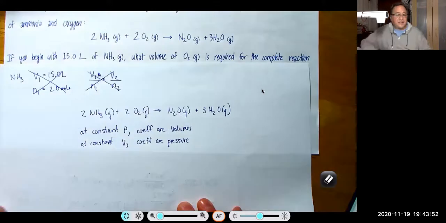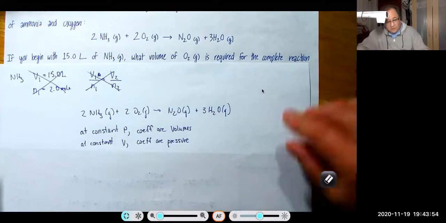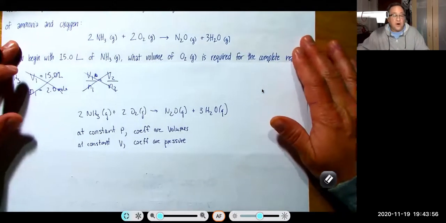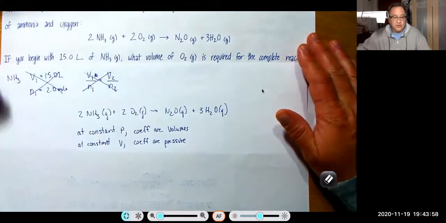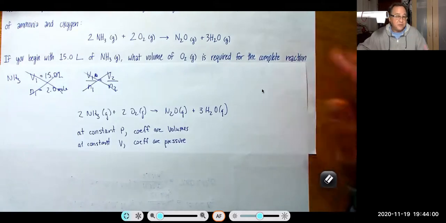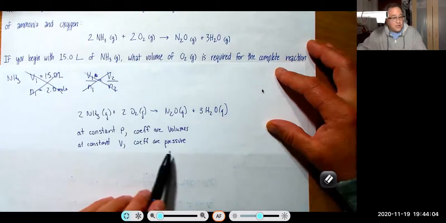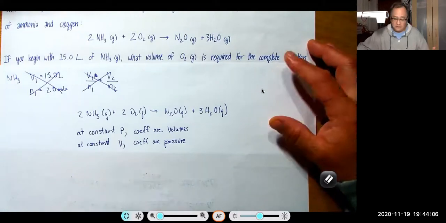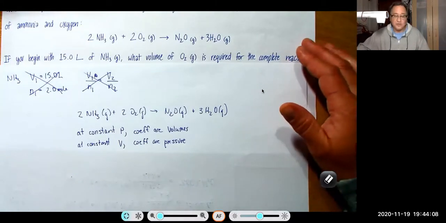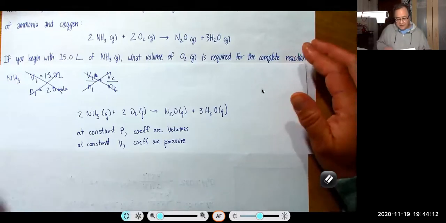When I say they're volumes, what type of volume? Whichever one you want: liters, centimeters cubed, milliliters, whatever is most useful for you. And at constant volume, the coefficients are pressures. What type of pressure? Atmospheres if you want, or millimeters of mercury, whatever's going to help you. And that's how you do that problem.